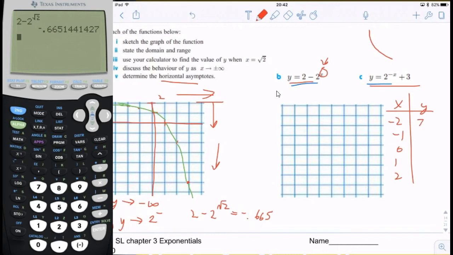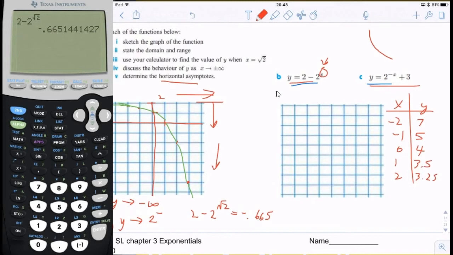If we put in negative 1, we get 2 to the negative 1, which is 2 to the 1, which is 2, plus 3 is 5. If we put in 0, we get 2 to the 0, which is 1, plus 3, which is 4. If we put in 1, we get 2 to the negative 1, which is 1/2, plus 3, which is 3.5. And if we put in 2, we get 2 to the negative 2, which is 1/4, plus 3, which is 3.25.